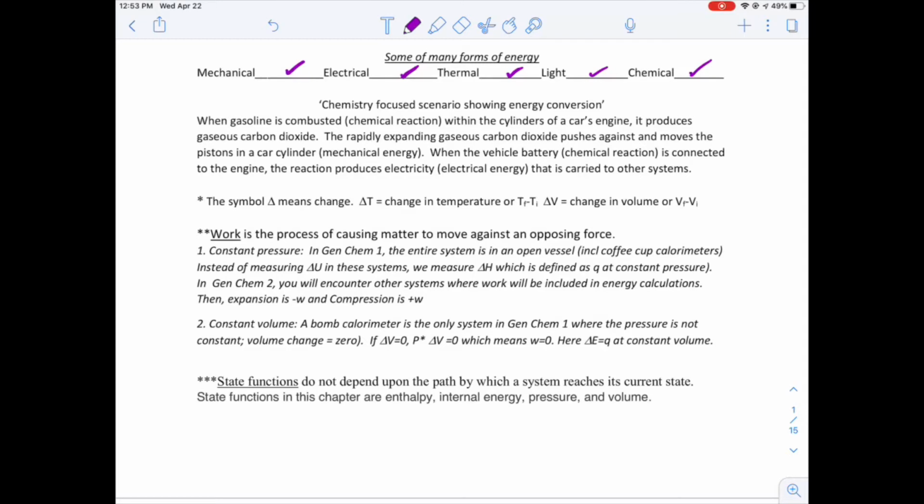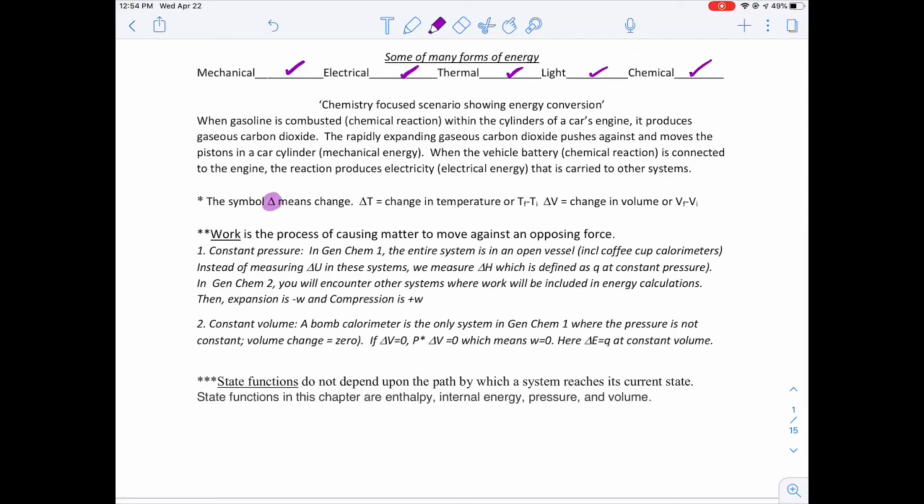So when gasoline is combusted, that's a chemical reaction. Within the cylinders of a car engine, it produces gaseous carbon dioxide, and then the rapidly expanding carbon dioxide pushes against and moves the pistons in the car cylinder, which is mechanical energy. And then when the vehicle battery, which is a chemical reaction, is connected, it produces electricity carried to other systems. So you can just see we've got a lot of energy conversion going on, but it has some chemistry in there too.